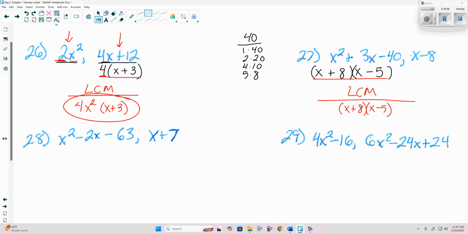Any other factors that are listed that we don't have listed? If the other one had been x plus 8, it is listed in both. But since it's only listed in each one of them once, we only need it listed once. Because if it shows up more than once in one of the sets of factors, we need it more than once.